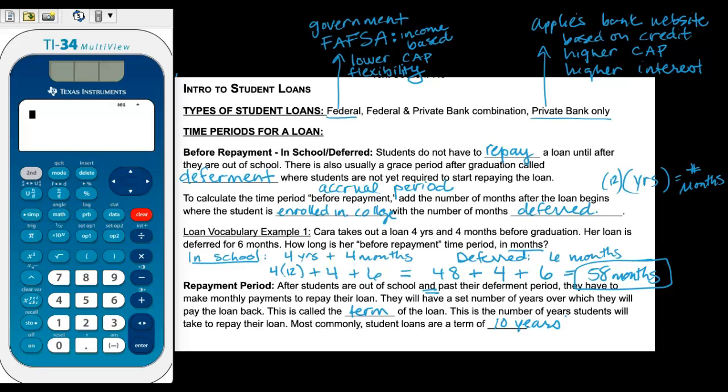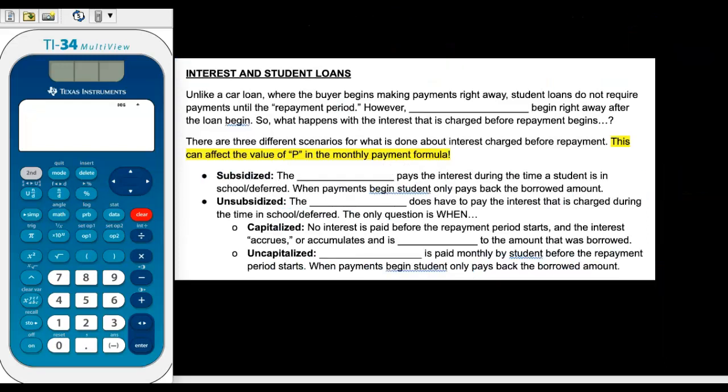So let's go ahead and look at some interest. It's really helpful to understand how interest works in terms of student loans. Unlike a car loan, where the buyer begins making payments right away, student loans, like I've said before, don't require payments until that repayment period. However, interest charges begin right away after the loan begins. So what happens to that interest? How is it charged? There are a couple different scenarios listed here.